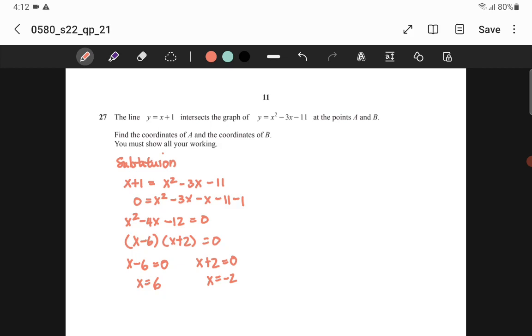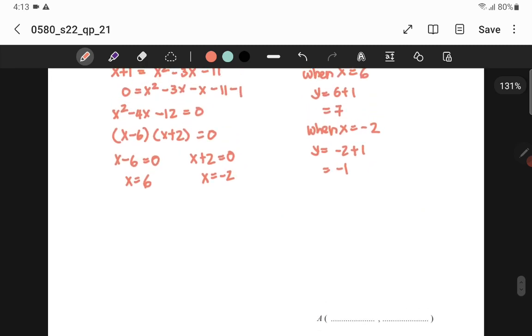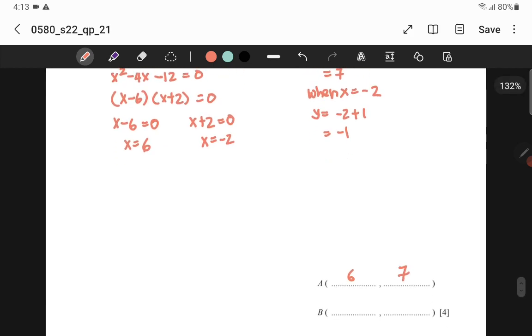But wait, to make a coordinate, x is not enough. You also need to have the y, so just use one of the equations to produce the y. Well, for sure we will use y is equal to x plus 1, right? It's the simplest one. When x is 6, then y will be 6 plus 1, which will be 7. And when x is negative 2, then y is equal to negative 2 plus 1, which will be negative 1. So basically the answer will be the first one is a, 6 comma 7, and then negative 2 comma negative 1 for b.